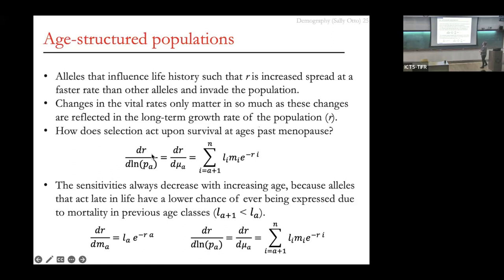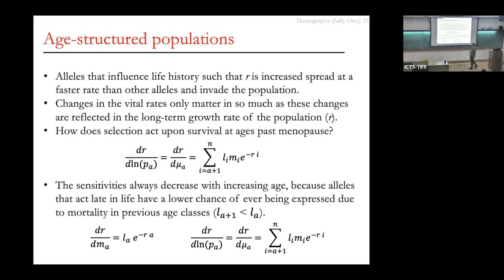How does selection act upon survival? So this is from the previous page. How does that act upon survival after menopause? After menopause, what are the MIs? Zero. So there is no selection on survival after menopause. Not directly, not acting directly on those age classes.